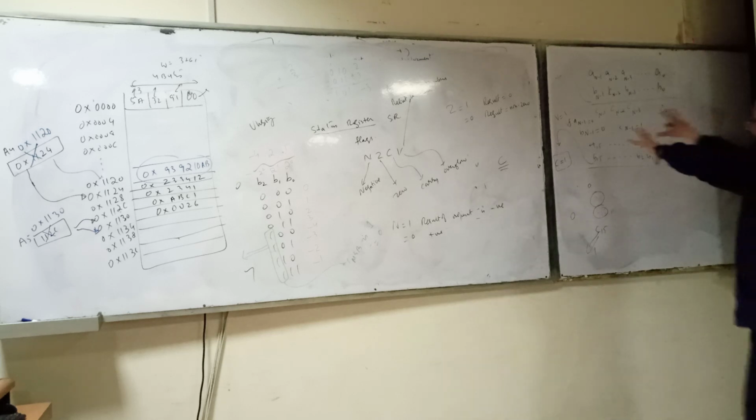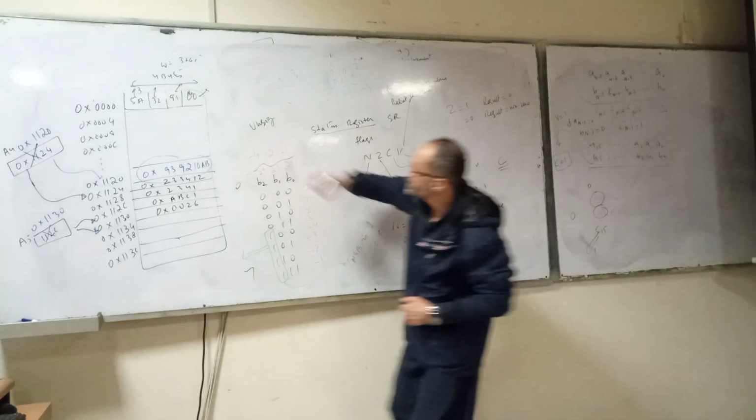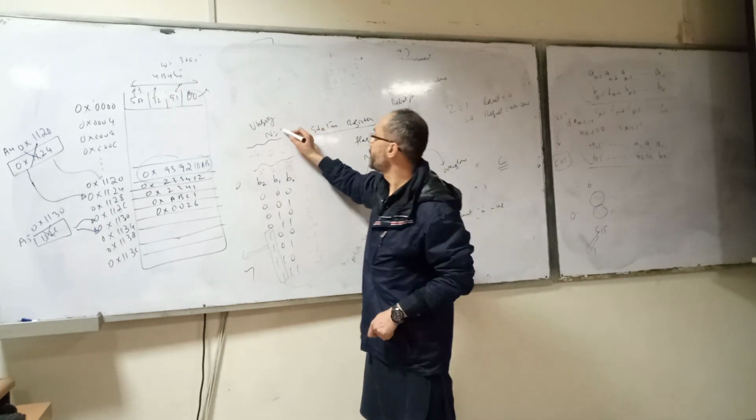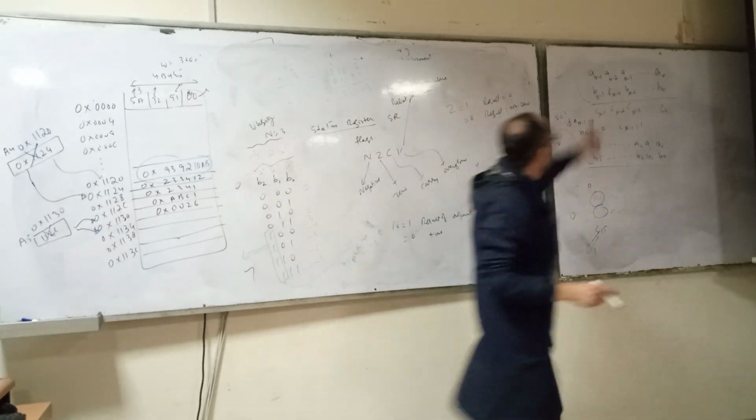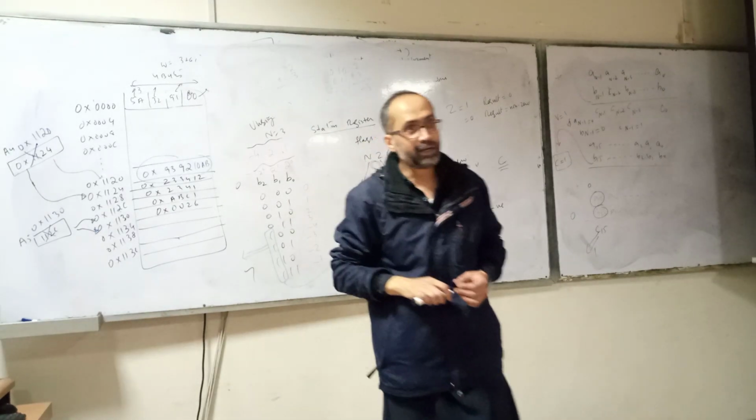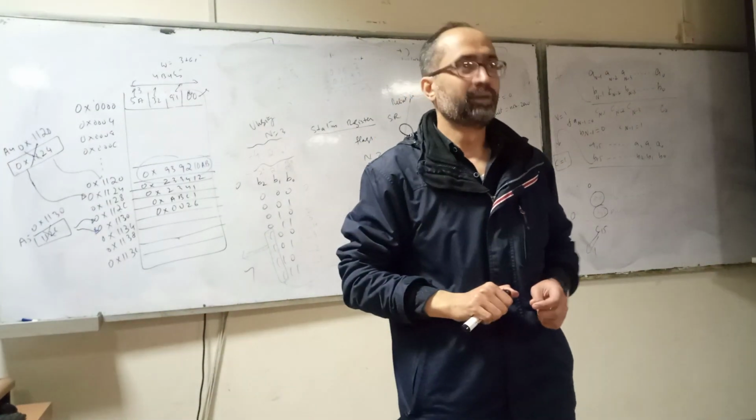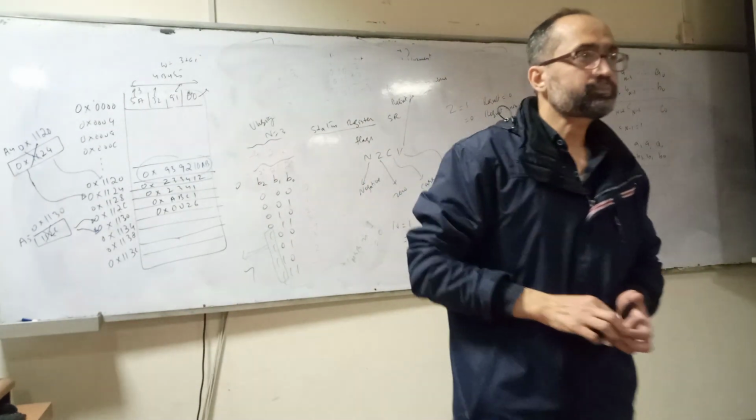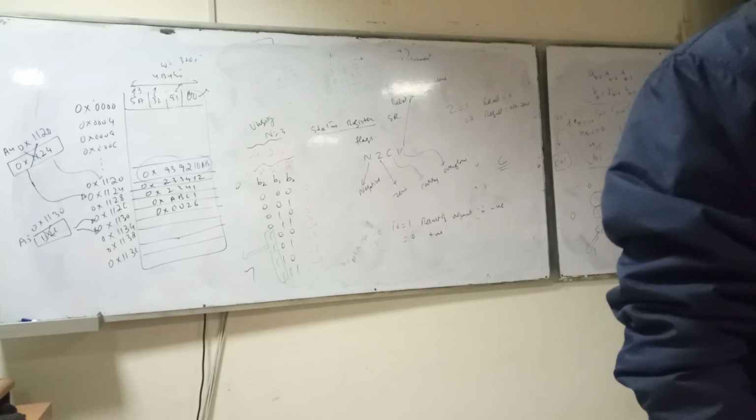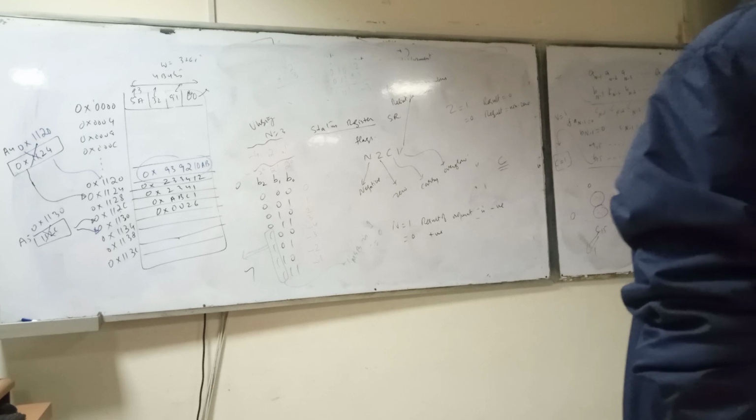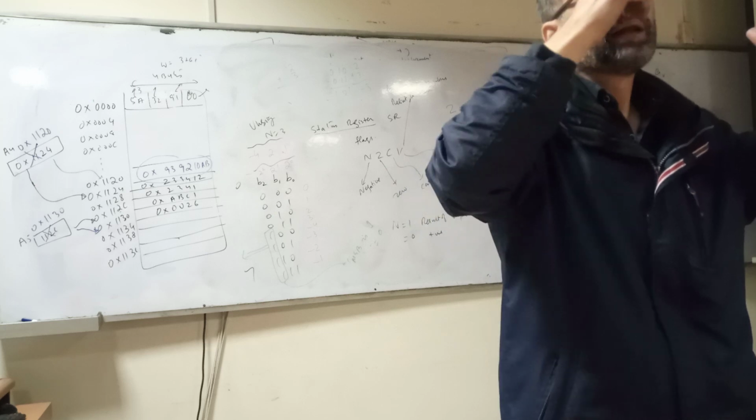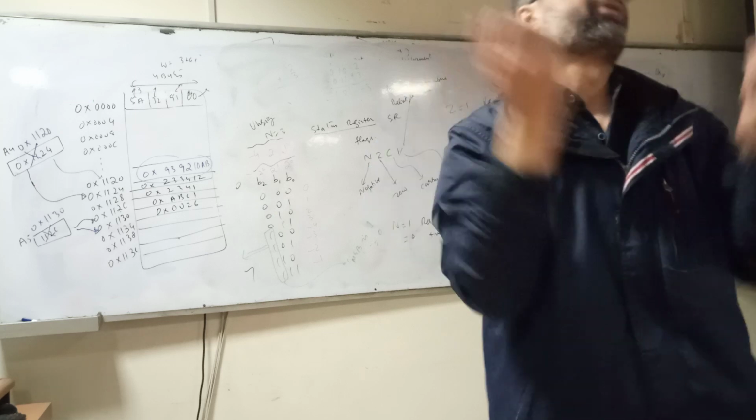This is the generalization, and in this particular example, what is n? 3. So n minus 1 is 2. Agreed? Any question? So can we say that the overflow will be generated only when we consider signed numbers? Yes. It means an overflow will be generated when the result is greater than what fits.